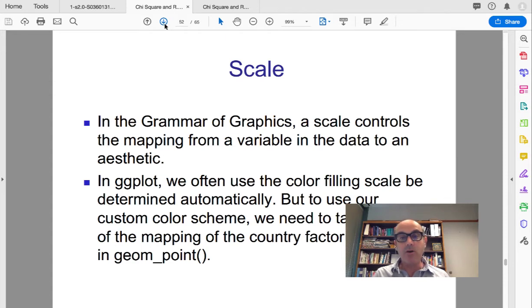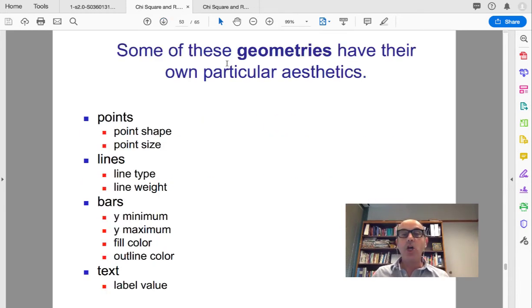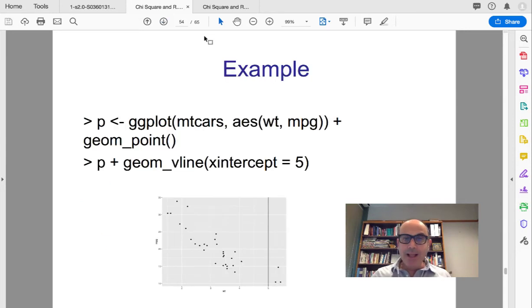And in grammar of graphics, the scale controls the mapping from the variable in the data set. So how do we do a scale in ggplot2? We are using ggplot2 to have the scale determined automatically. So we can do that by filling out colors in the geom_point in order for us to do that. So the points, we have the ability to scale the shape, we have the ability to scale the size, the lines, the same thing with a line type, with a weight, or the bar, what is the X, what is the Y. We can scale the colors or outline the colors, and the text label allows us to do that. And as a result, we are getting something like that.